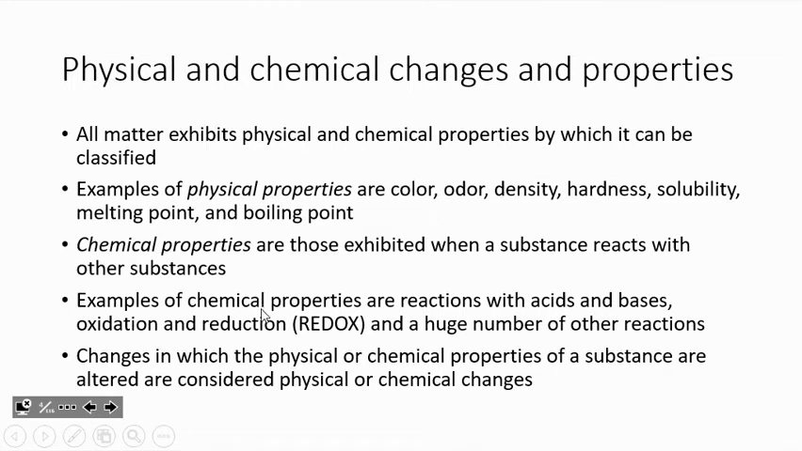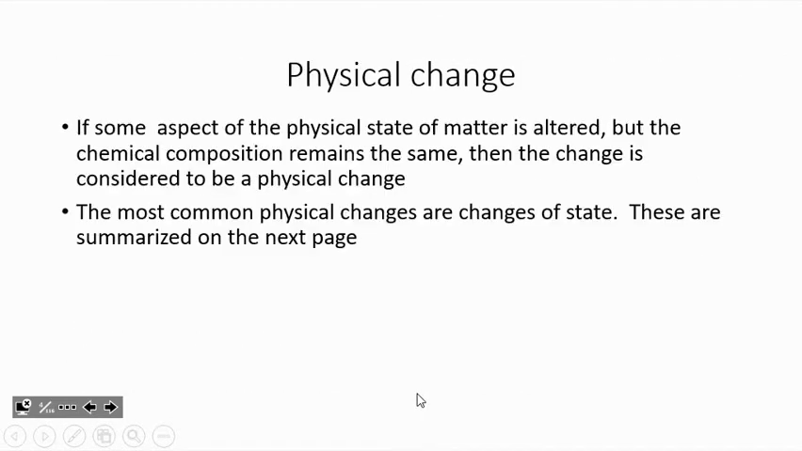We will also be talking about chemical properties in relation to acids and bases, something called oxidation and reduction, which is called redox. That's the oxidation number that I was talking about earlier. We'll be discussing that. And then changes in which the physical or chemical properties of the substances are altered, those are considered your physical or chemical changes.